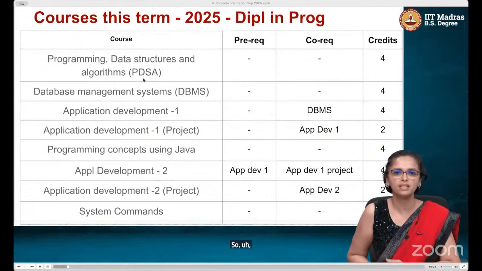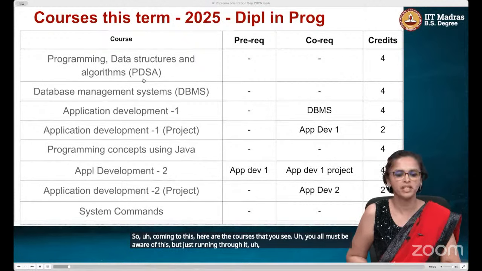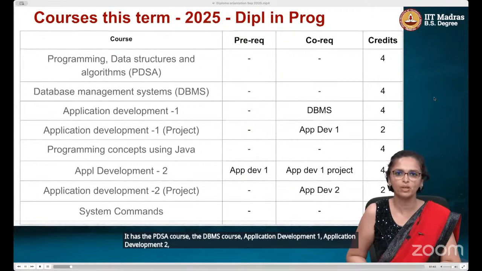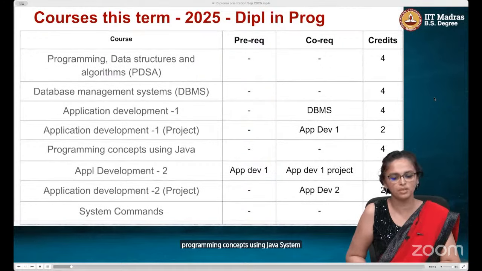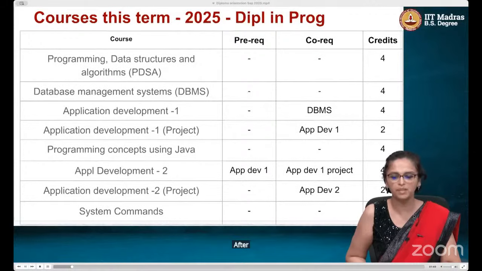So coming to this, here are the courses that you see. You all must be aware of this, but just running through it as a refresher. There are 6 courses and 2 projects in each diploma. This is the diploma in programming. It has the PDSA course, the DBMS course, application development 1, application development 2, programming concepts using Java, system commands course. And then of course you have the 2 projects, AppDev 1 project and the AppDev 2 project.